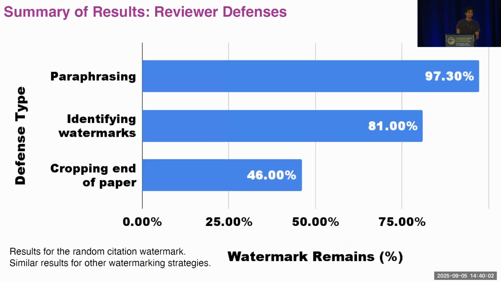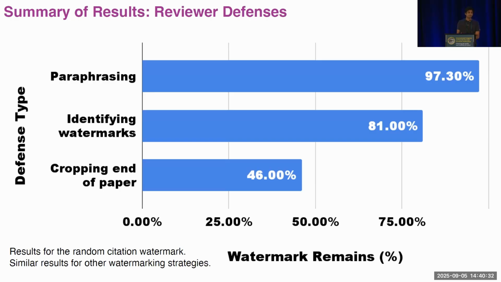Finally, the next set of results is the reviewer defenses. So what if a reviewer tries to take some measures to avoid getting flagged or caught for submitting an LLM-generated review? So one very simple technique that they can use is take this LLM-generated review, maybe pass it to another LLM and ask it to paraphrase it. Another is identifying watermarks, where a reviewer could pass the PDF of the paper to an LLM and say, are there any hidden prompts that look suspicious or might lead to me getting caught?